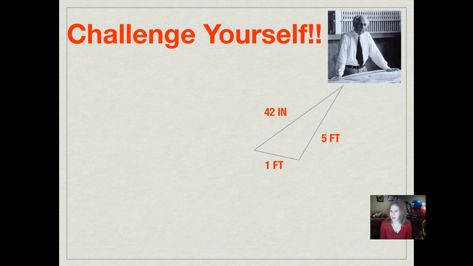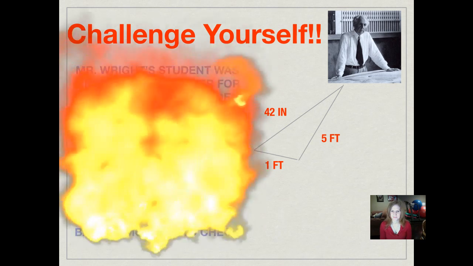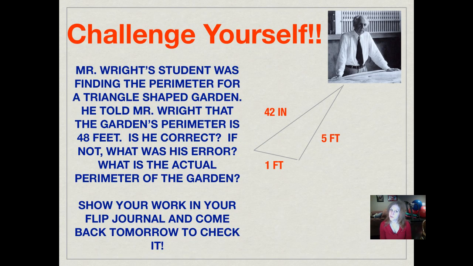It's time to challenge yourself. Mr. Wright's student was finding the perimeter for a triangular-shaped garden. He told Mr. Wright that the garden's perimeter is 48 feet. Is he correct? If not, what was his error? What is the actual perimeter of the garden? Show your work in your flip journal and come back tomorrow to check it. This one may catch even those of you who generally get them right. Really pay attention to all the details.